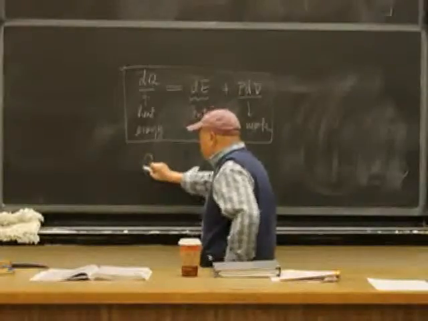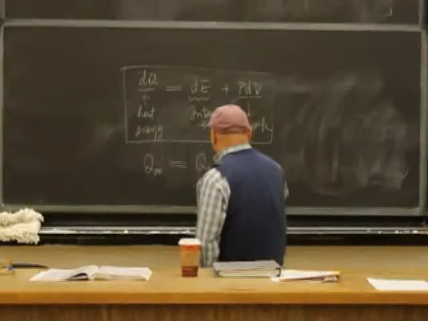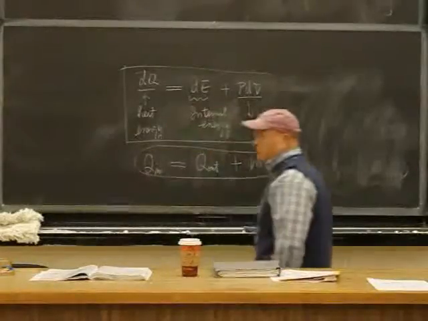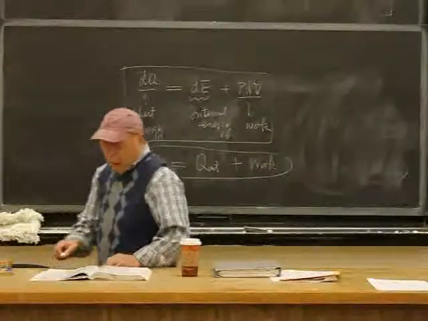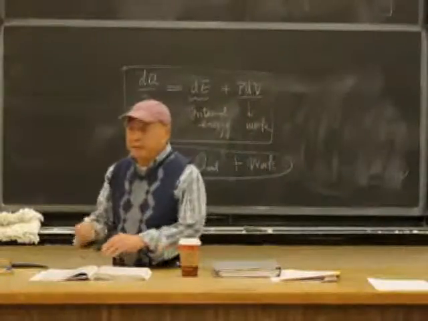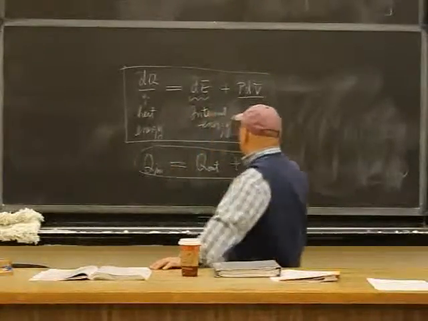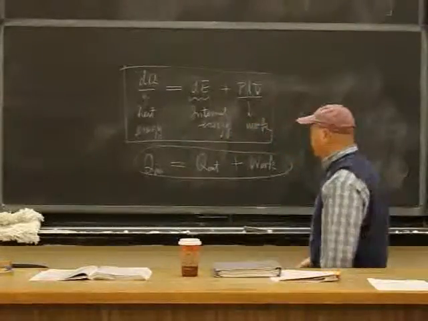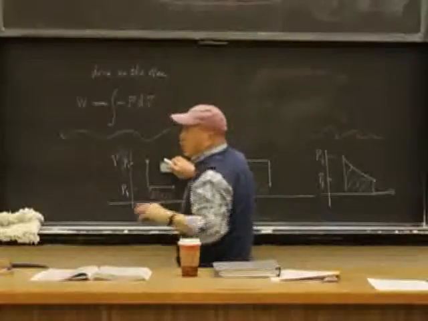There's another form: Q in, the heat coming in, is equal to heat out plus work. There are many ways to express this. For a heat engine, we usually like to express the conservation of energy in this form: heat in equals heat out plus work.